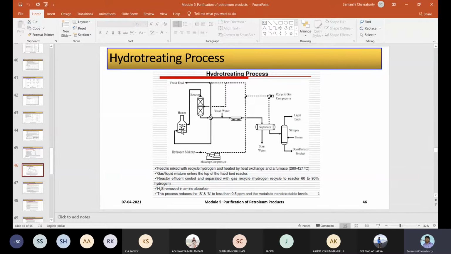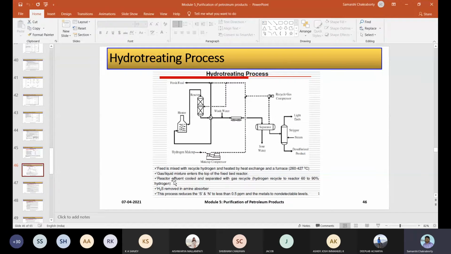So once you have heated this up to that temperature, definitely in the presence of catalyst, the hydrotreating process will happen. The gas liquid mixture enters the top of the fixed bed reactor. After the heating process is done, your gas liquid mixture is entering the top of your fixed bed reactor. Gas is pretty much your hydrogen, and the liquid is definitely your feed, because here you are dealing with hydrocarbon feedstock. So that is mostly present in your liquid state only.